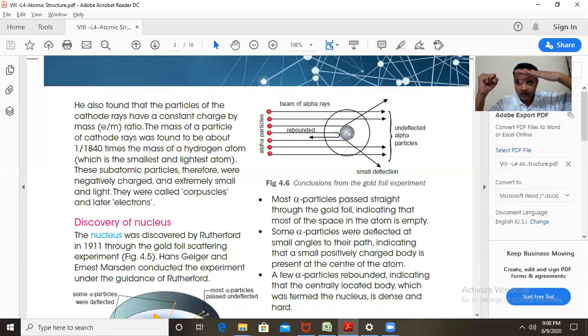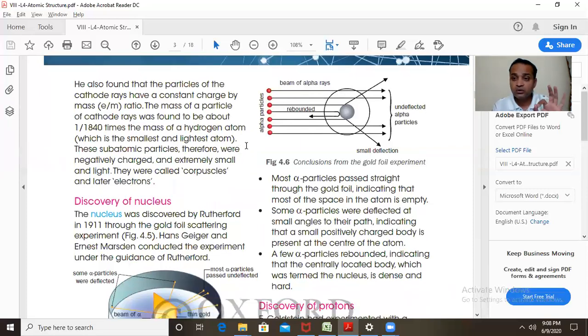These are the positive particles and these are rebounded. That means this part is also positive, indicating that the nucleus at the center is positively charged. There must be something positive inside over here. This was about the experiment carried out by Sir Rutherford, indicating that the atom consists of a central positive part called the nucleus.